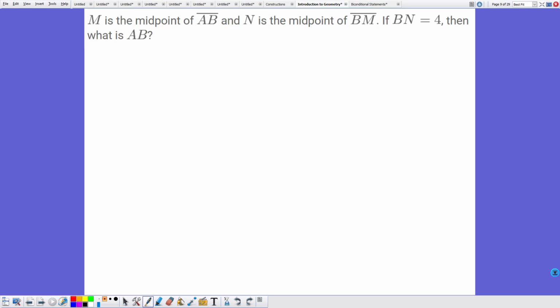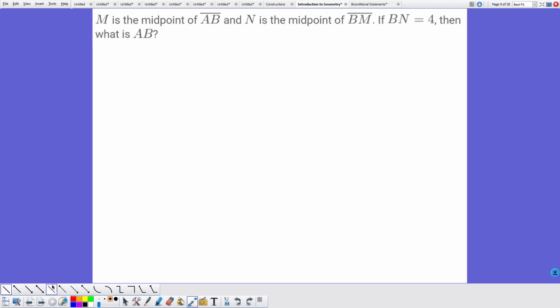Hello, everyone. So, today we're going to be looking at some problems involving line segments and finding the values of the lengths of segments and all that fun stuff. So, let's start with this problem.